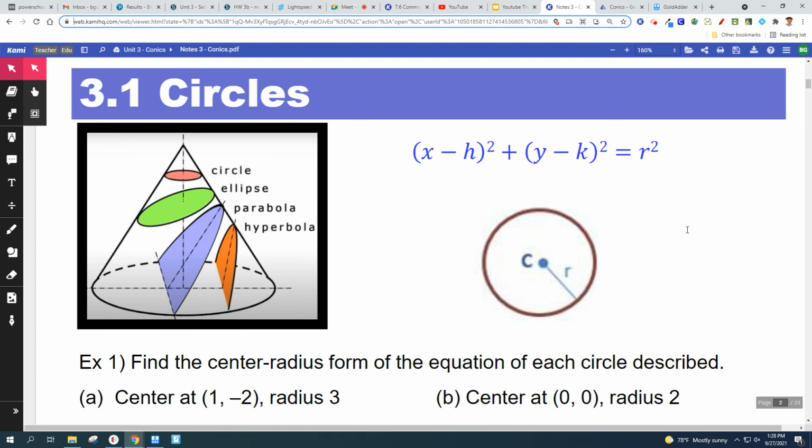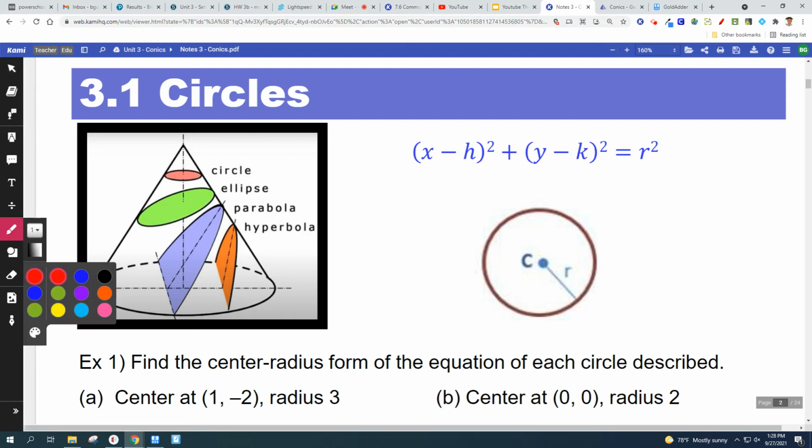3.1 is circles. And I've got a picture there of the 4 different conic sections. In this particular one, we're going to look at what happens when you take a cut like that. You cut right through a cone, and that cut is going to make a circle. So box in this equation right here. That is the equation of a circle, and you're going to need that a lot.